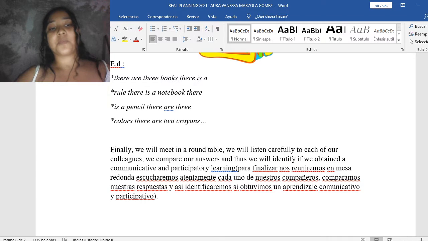finally we will meet in a round table. We will listen carefully to each of our colleagues or partners. We compare our answers and we will identify. We obtain a communicative and participatory learning.